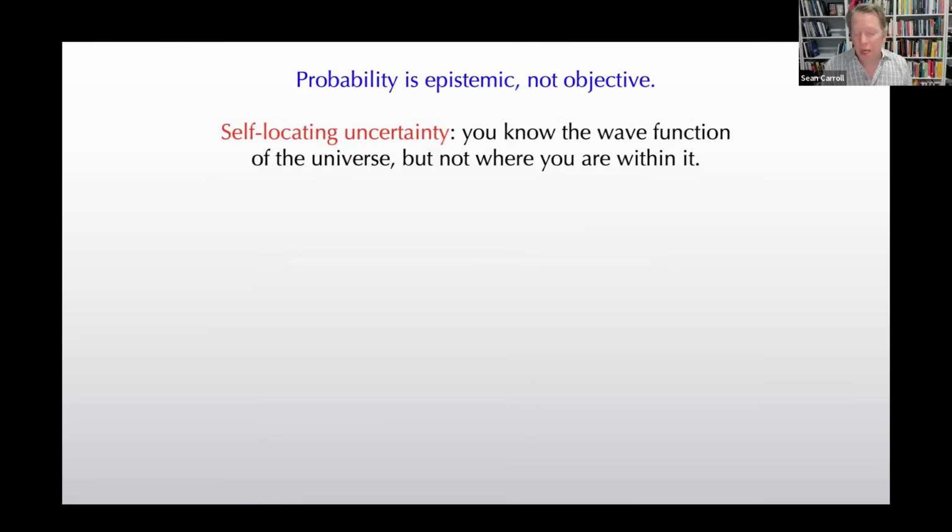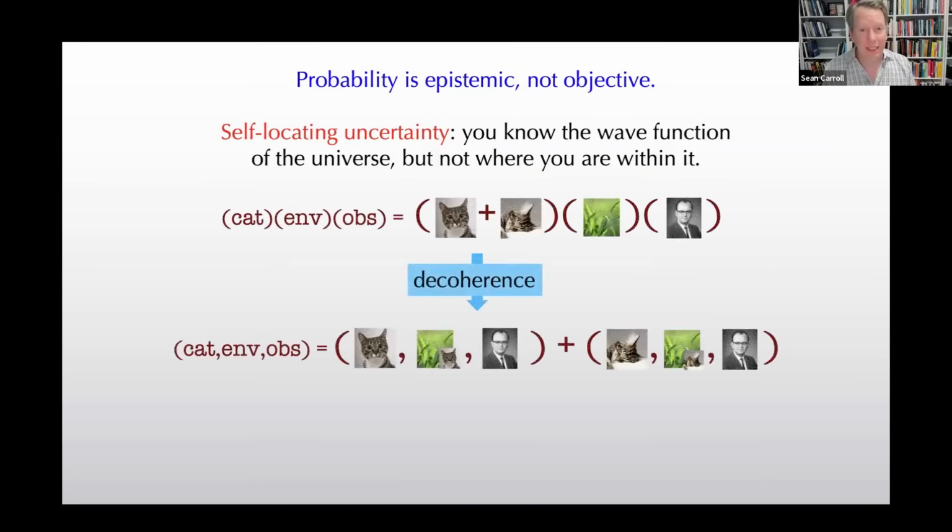Probability is subjective. You can know exactly the wave function of the universe, but there's something you don't know, which is where you are within it. That is called self-locating uncertainty. So think about that evolution of the cat, the environment, and the observer in the decoherence step. In this step where decoherence has occurred, there's a moment where both of the observers haven't yet looked at the cat. And you can argue that this moment is more or less inevitable. So there are already two branches of the wave function because the branching happens when the environment becomes entangled with the system.